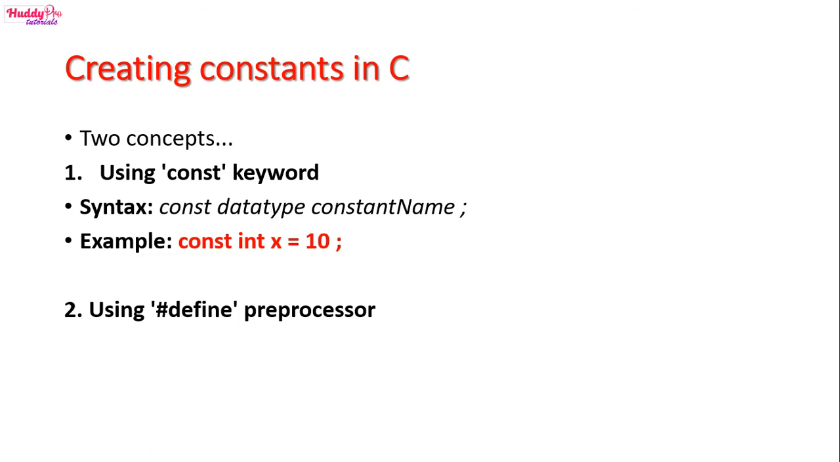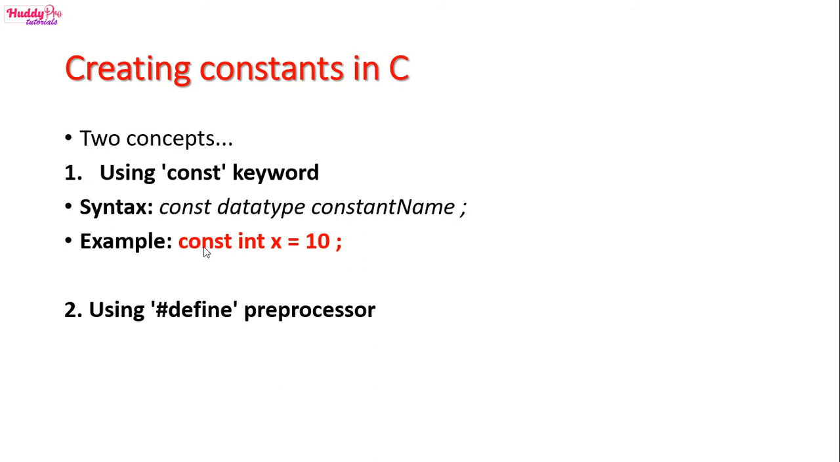How can we create constants in C? Constants can be created using two concepts. One, we can use the const keyword, or we can use the define preprocessor command. So when we are using the const keyword, this is the syntax. You begin with the keyword const, then the data type of that constant, followed by the constant name. Remember, for a variable, we don't use the variable keyword, but we just begin with the data type and then the variable name. But for a constant, we begin with the const keyword.